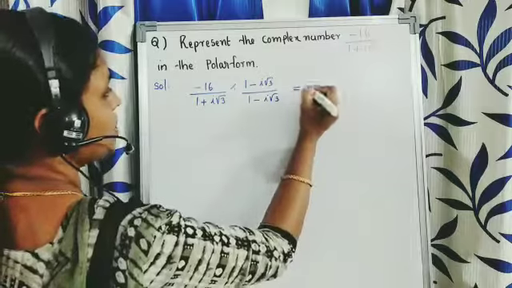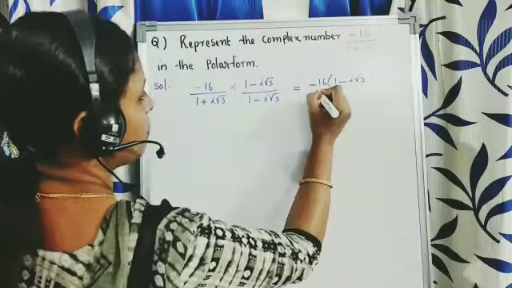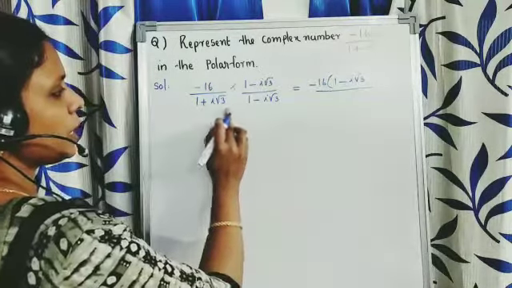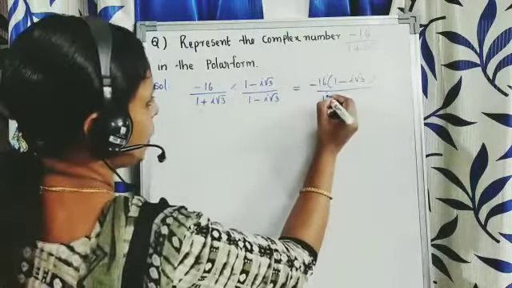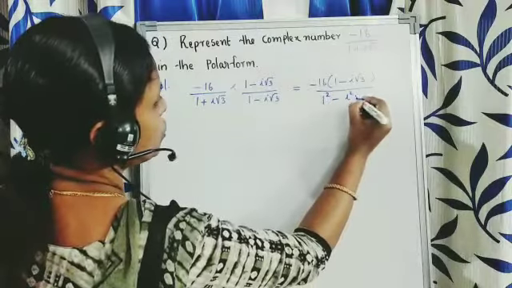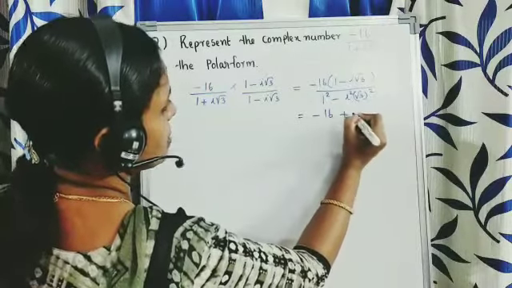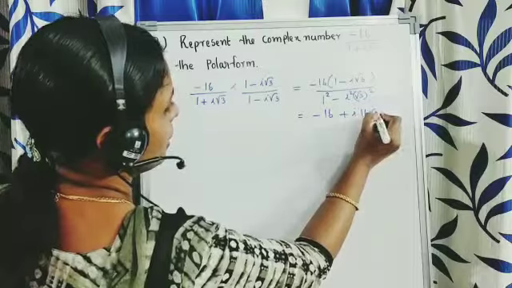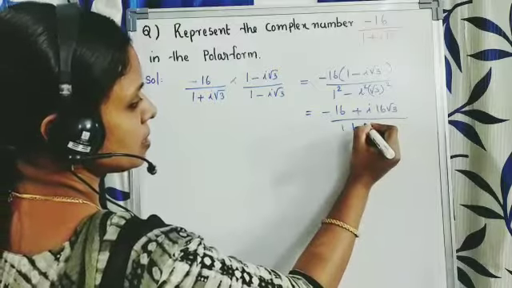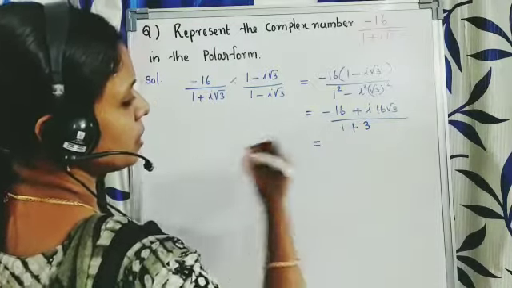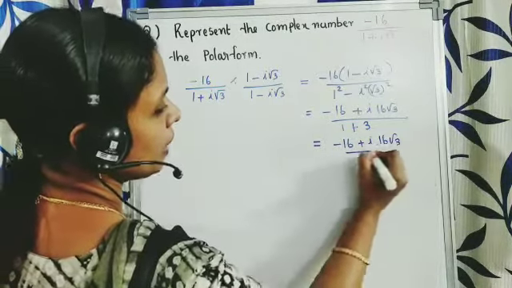That is equal to -16 into (1 - i√3), divided by (1 + i√3) into (1 - i√3). That is (a + b)(a - b), so we can write it as 1 squared minus i squared into √3 squared. Okay. That is equal to -16 + i·16√3 divided by, 1 squared is 1, i squared is negative 1, this negative plus √3 squared is 3. Then this is equal to (-16 + i·16√3) divided by 4.